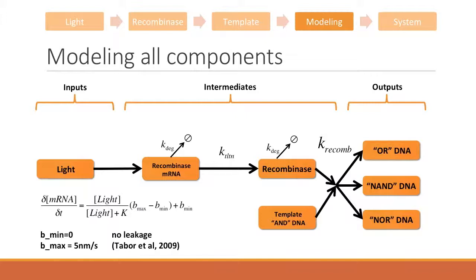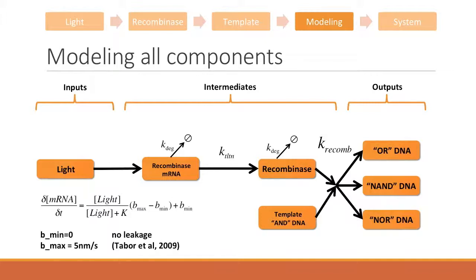Thus, when the amount of light is 0, the amount of mRNA produced is also 0. However, as the amount of light approaches infinity, the amount of mRNA produced approaches Bmax. A reasonable value for Bmax, as drawn from Tabor's 2009 paper, is approximately 5 nanomolar per second.